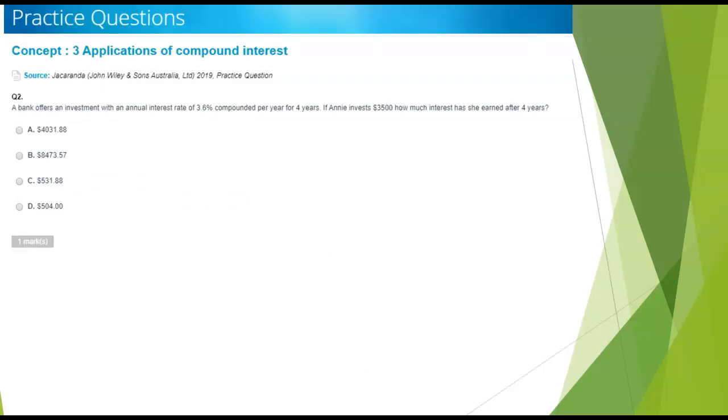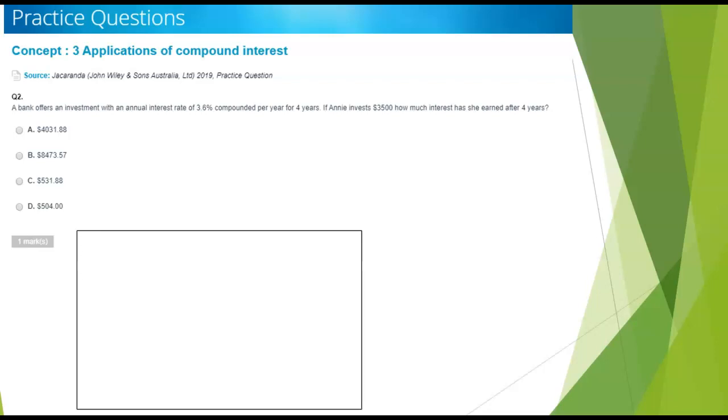Question 2. Bank A is offering an investment with an annual interest rate of 3.6% compounded per year for 4 years. Annie is going to invest $3,500. How much interest has she earned after 4 years? So here's our 3.6% expressed as a decimal. It's compounding yearly, so we don't have to work out per compounding period.